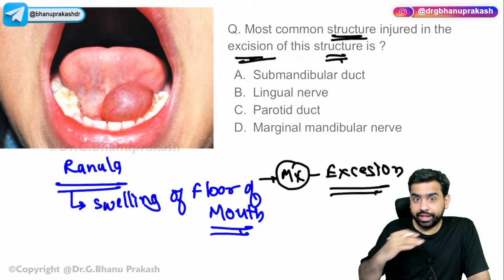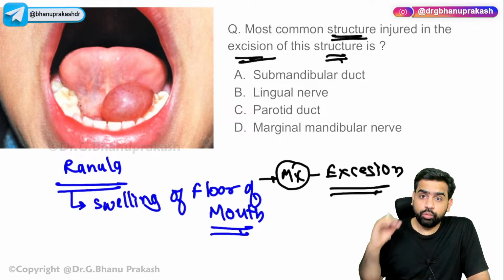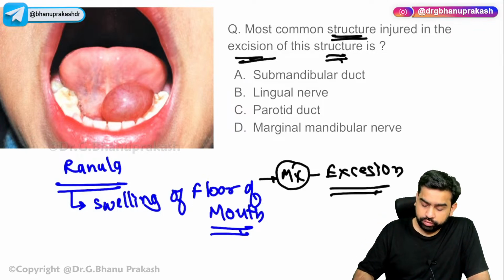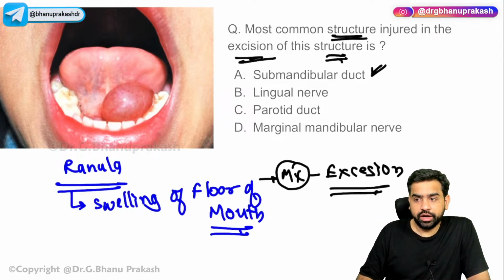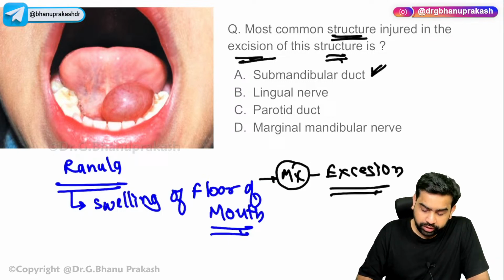And when we are doing the excision of this particular ranula, the most common structure which is injured is your submandibular duct. What is the answer over here? It is A, submandibular duct. Please try to understand over here.